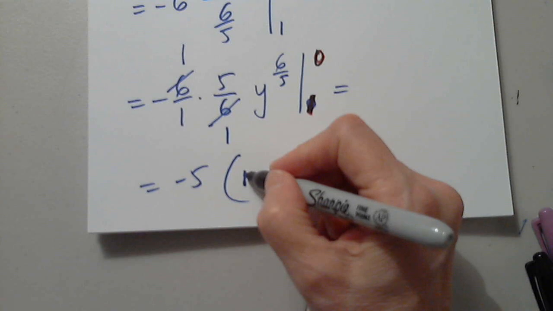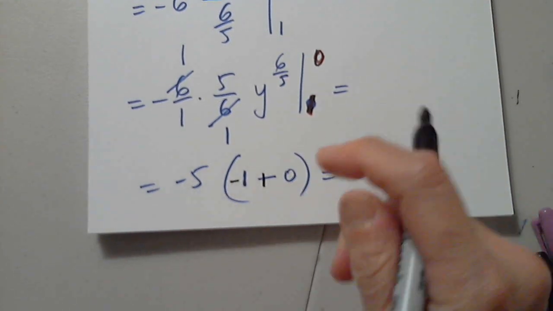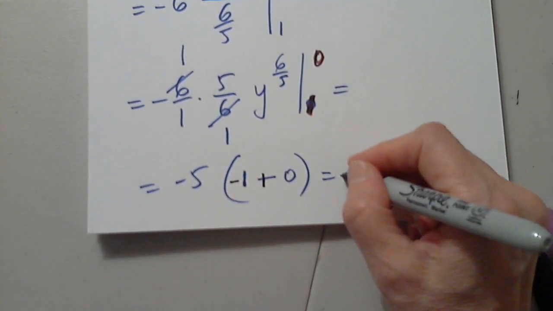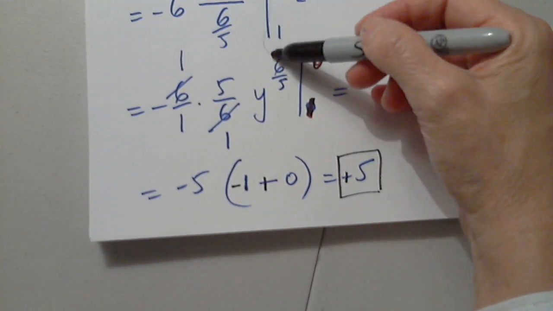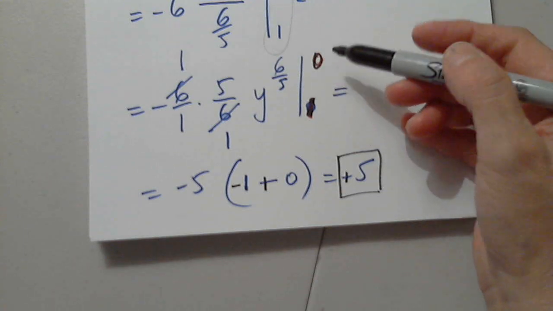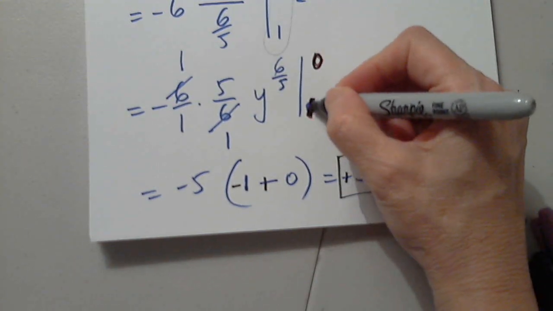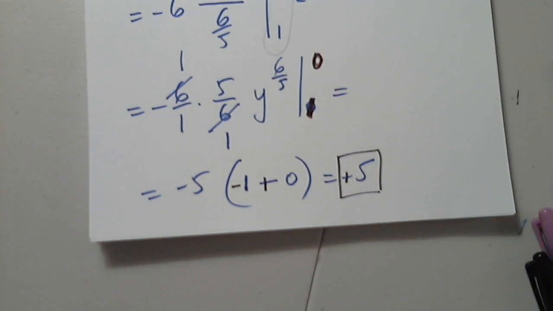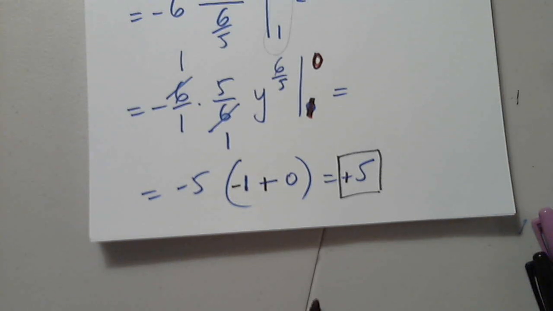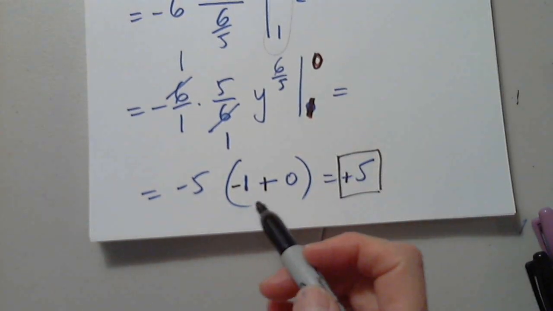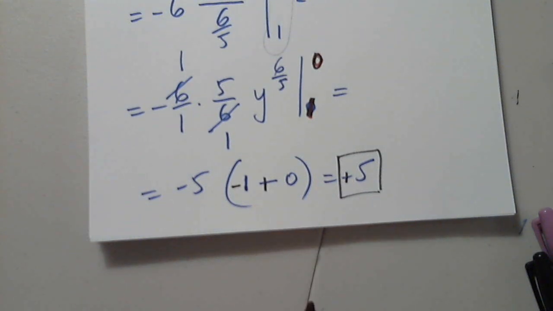So I have this. I have 0 minus 1. So instead of copying from 1 to 0, I don't know why, no reason at all. Sorry about that. Instead of copying from 1 to 0, I copied from 0 to 1. I'm not allowed to do that. And that's the reason why the signs were switched. Thank you.